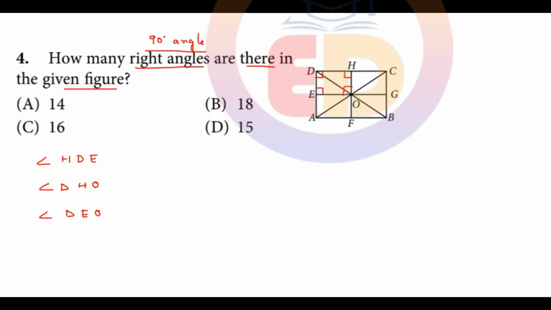Now similarly you can see that there are four small rectangles, and every rectangle will have four angles each. So there will be four right angles here, four right angles here, four right angles in this rectangle, and four in this rectangle. So there will be a total of 16 right angles. Let's name them: angle DEO and angle DEOH. First four. So this is the first rectangle. Let's go to the second rectangle. These are the four right angles.